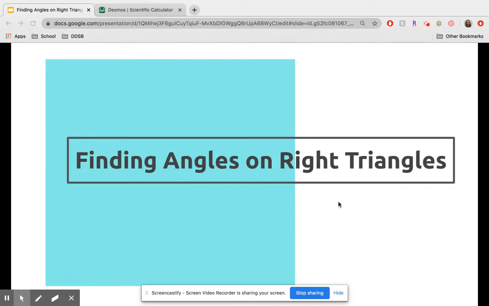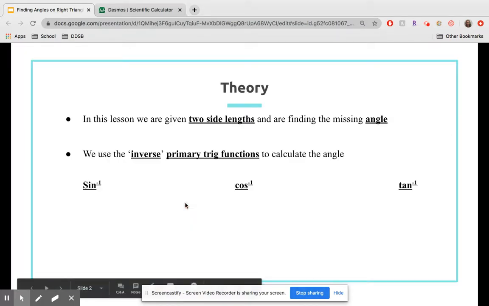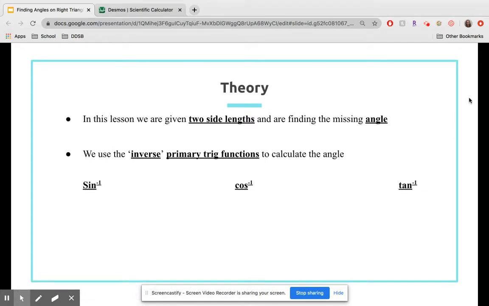Today's lesson is going to be on finding angles on right triangles. Before, we were finding the missing side of a right angle triangle, knowing one of the other sides and knowing an angle. Now we're going to know what the two sides are, and we're going to try to find one of the angles. So in this lesson we are given two side lengths and are finding the missing angle.